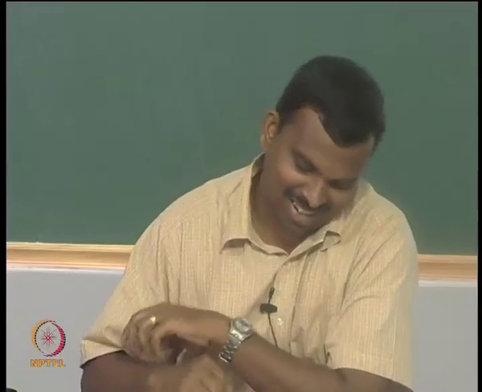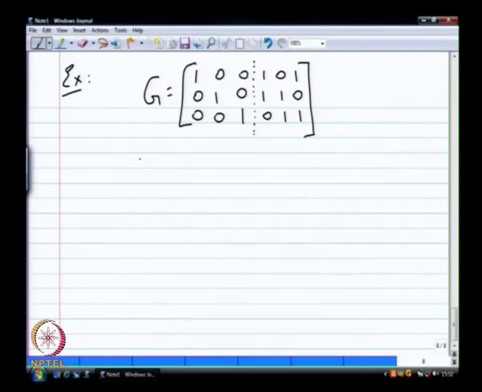Some people have figured out what I want. So what I want is a very simple observation. You observe that k equals 3 and n equals 6. So in particular the rate, which is denoted r several times, is going to be rate r equals 1 by 2. So it is a rate half code.